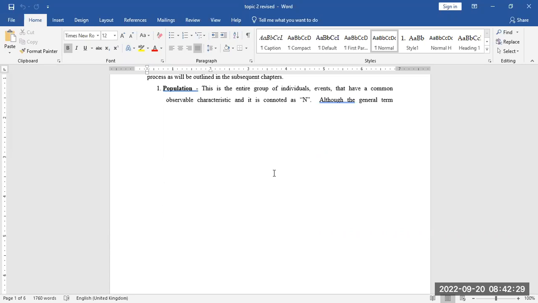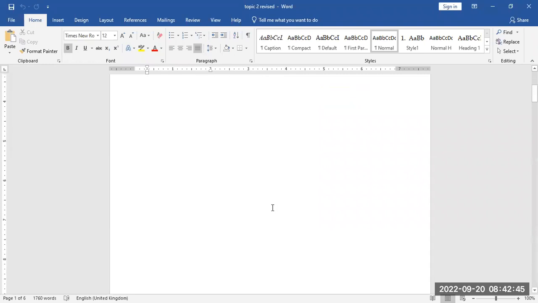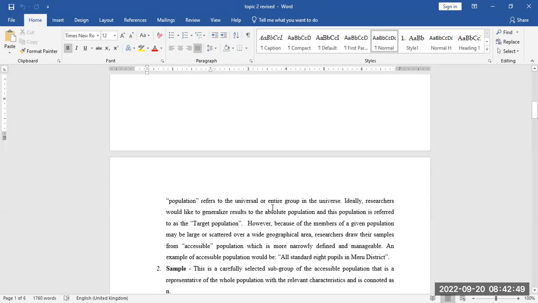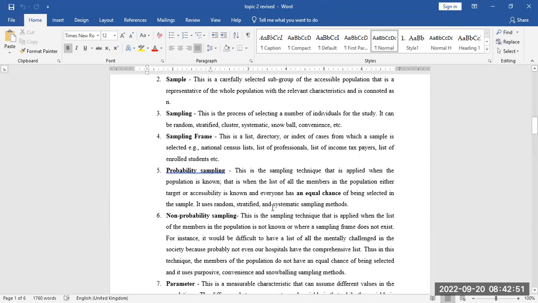But now you're going to scale down. Which category are you going to conduct research on? And this population must have observable characteristics. These observable characteristics must be similar or must be common. Then we go to term number two, which we call a sample.